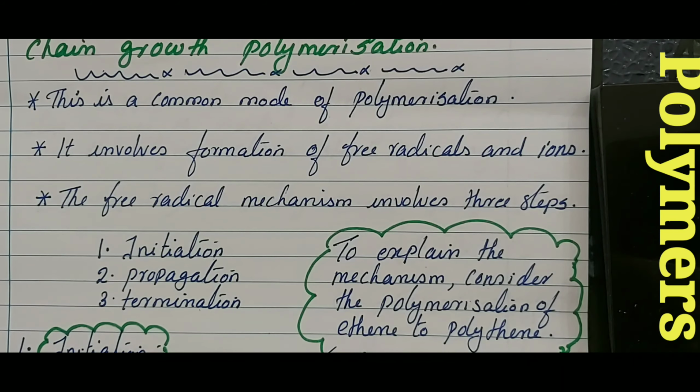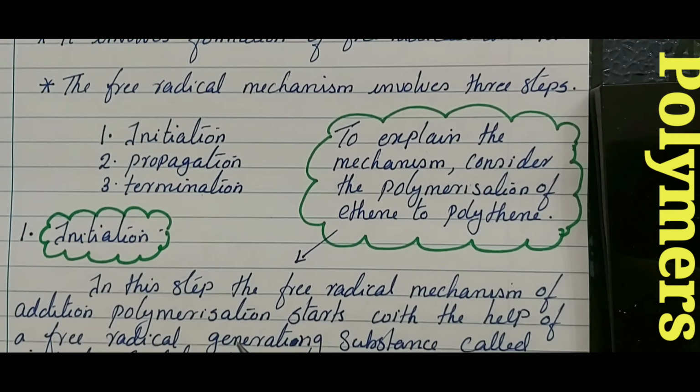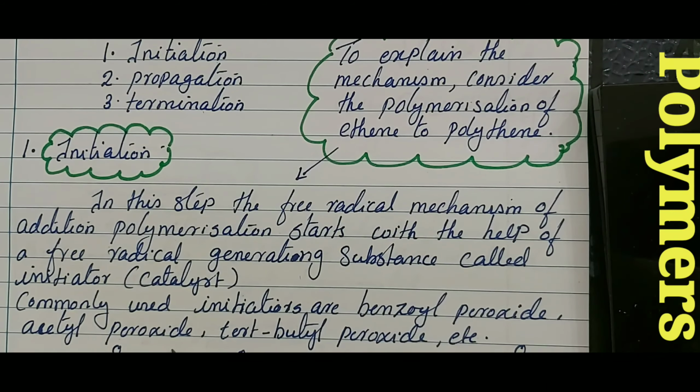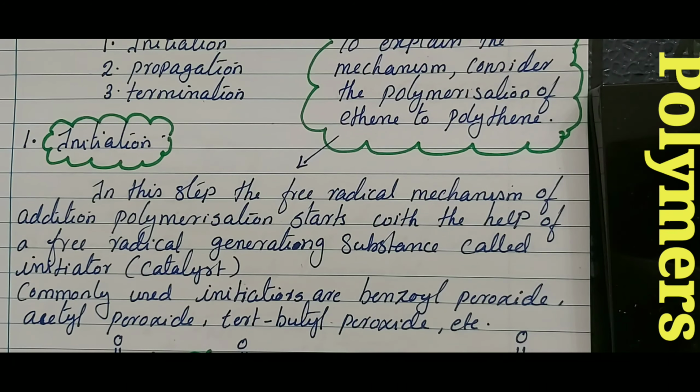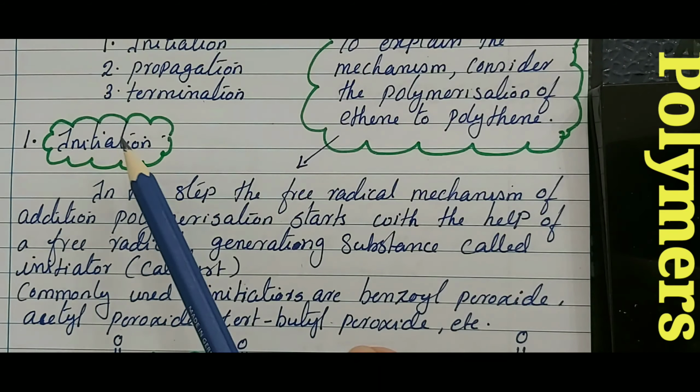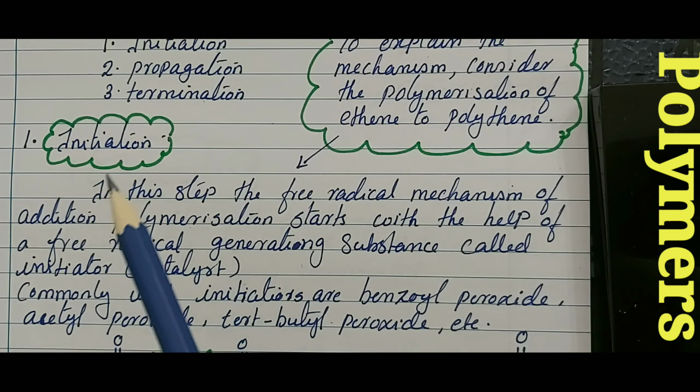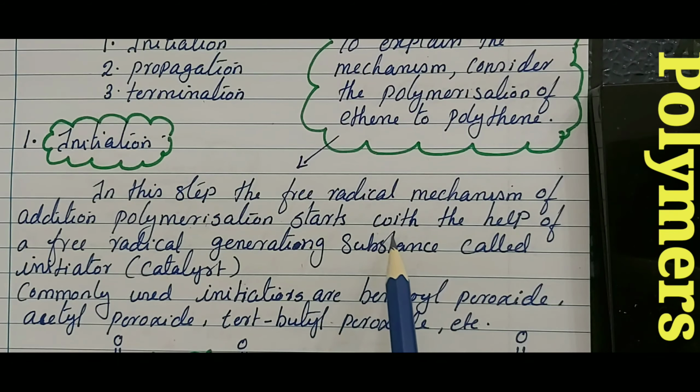In the first step, that is the initiation step, the free radical mechanism of addition polymerization starts with the help of initiators. So question, what are initiators? Normally, we use an initiator to initiate the polymerization or initiate a reaction. Generally, organic peroxides such as benzoyl peroxide, acetyl peroxide, tertiary butyl peroxide, etc. are used as initiators. In initiation, the polymerization starts with the help of initiators.